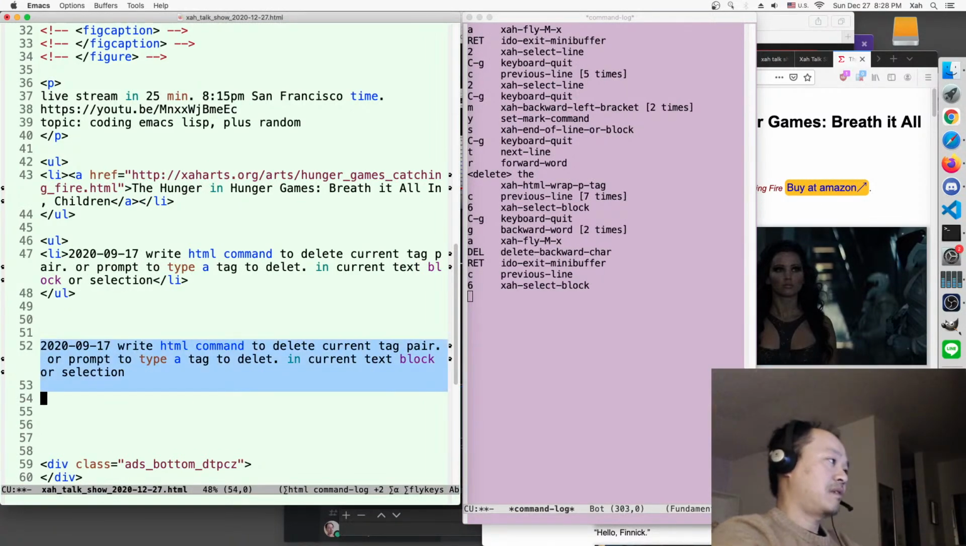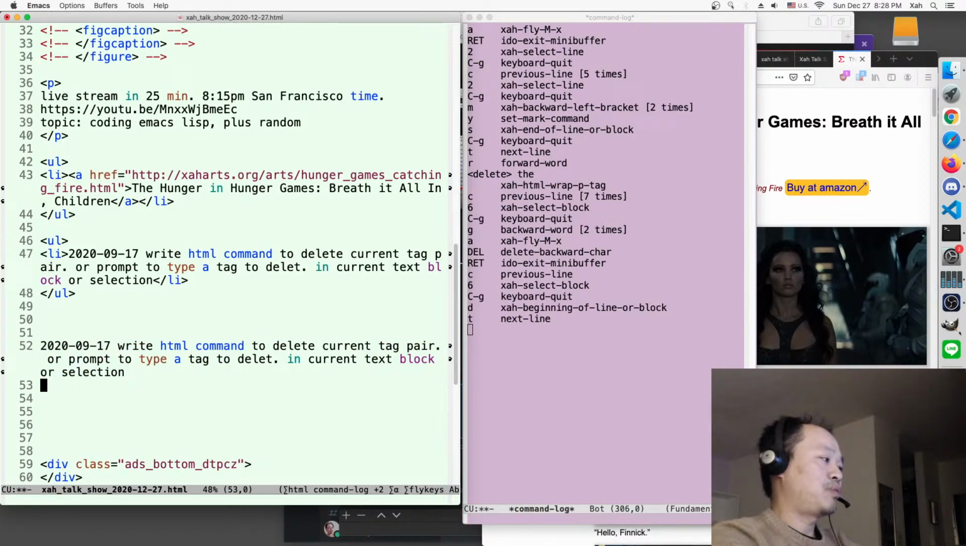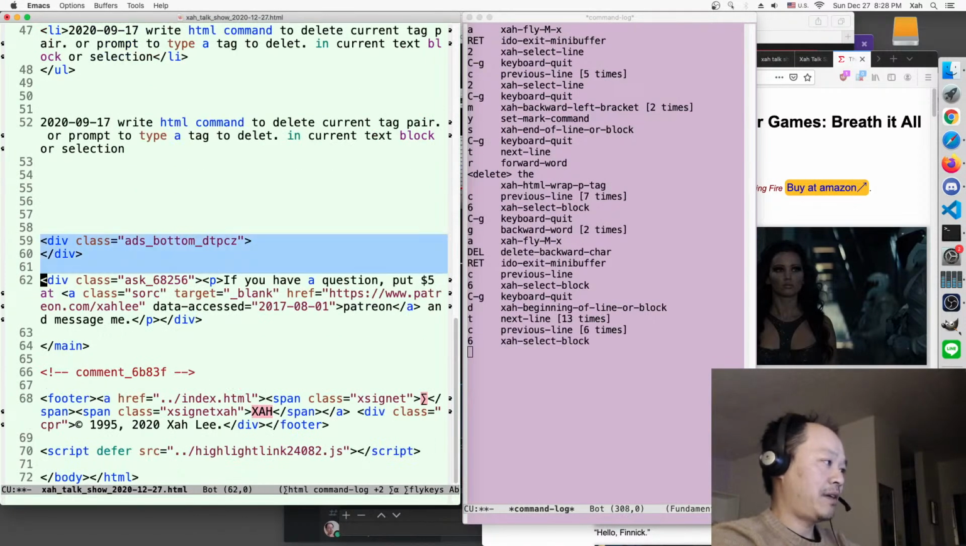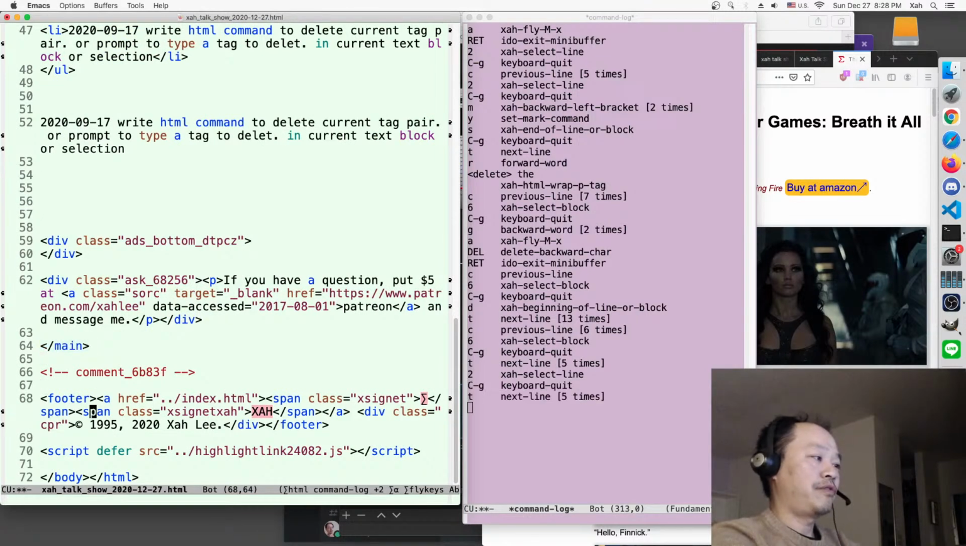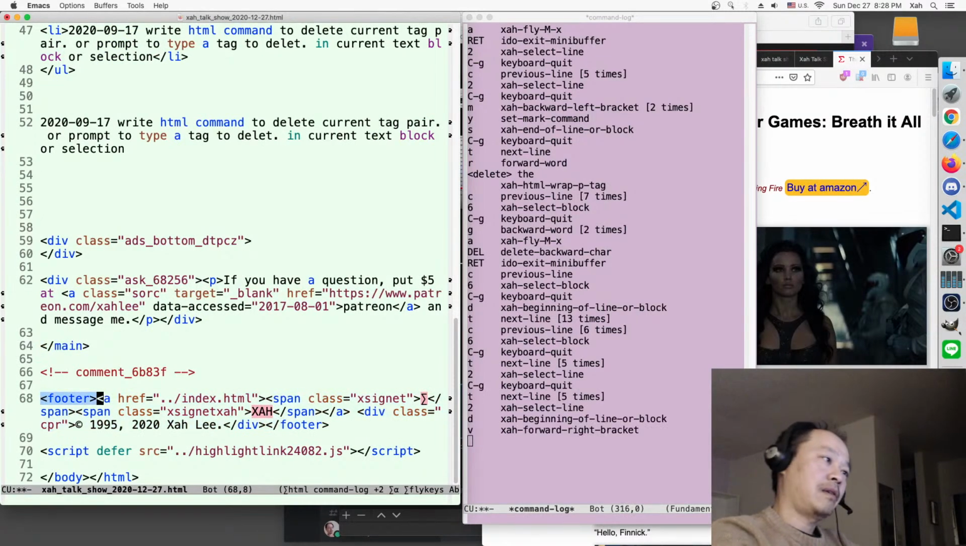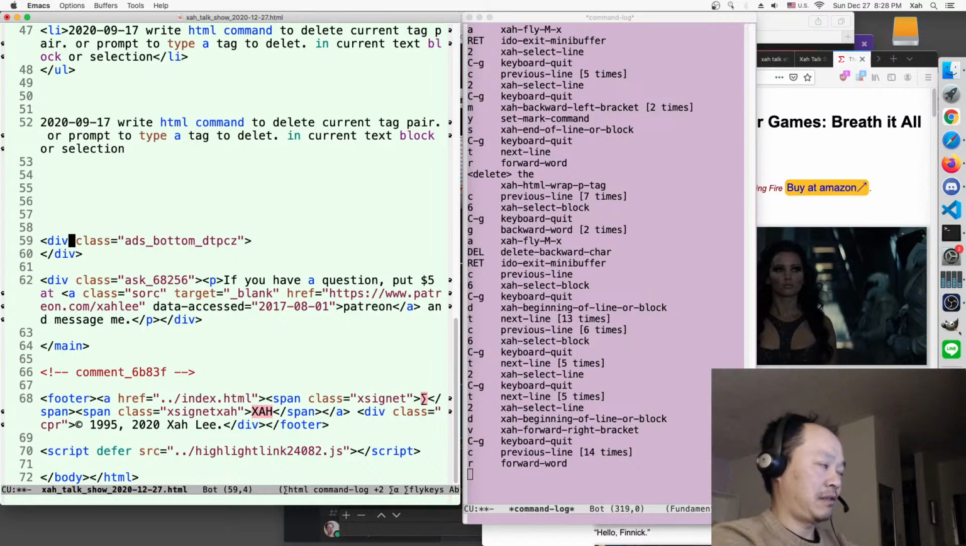Now, I can go on and write a command to remove, for example, div, or main, or footer. But it would be nice to have one command to remove the tag the cursor is currently in. So let's begin writing that.